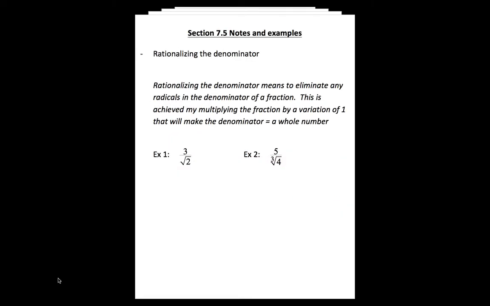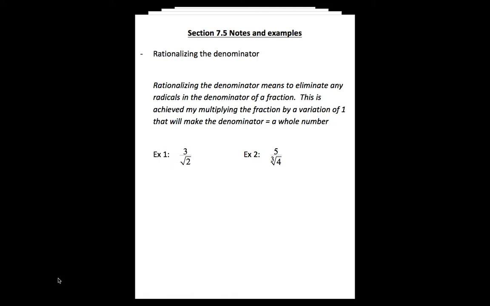So as we said, rationalizing the denominator means that you want to eliminate any radicals in the denominator of a fraction. Right? The way that we're going to do this is to multiply your fraction by a variation of 1, but we're going to choose a variation of 1 that will make the denominator equal a whole number. Right? And so what we mean by a variation of 1 is we need to multiply the numerator of our fraction by the same thing as we multiply the denominator by, so as to not change the value of your fraction.